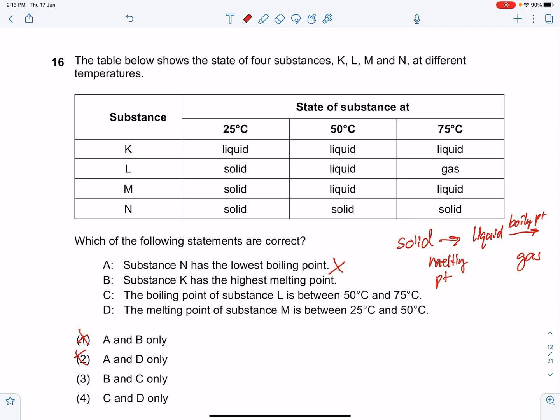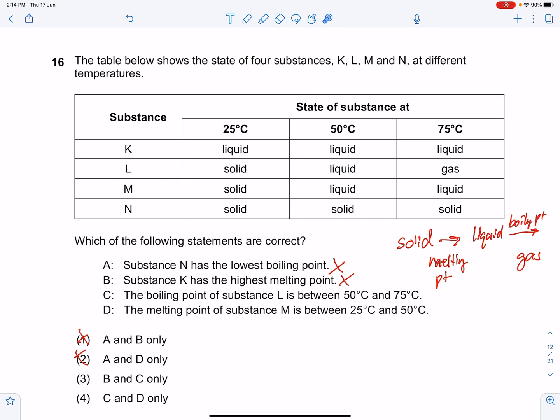Now, B, substance K has the highest melting point. In this case, highest melting point means that it reaches a certain point, then it will melt. So once again, if you take a look at this diagram here, K actually became a liquid at 25 degrees already. So that means the melting point is actually below 25 degrees, because at 25 degrees it is already liquid. So the melting point must be lower. How can it have the highest melting point? So this is actually wrong as well.